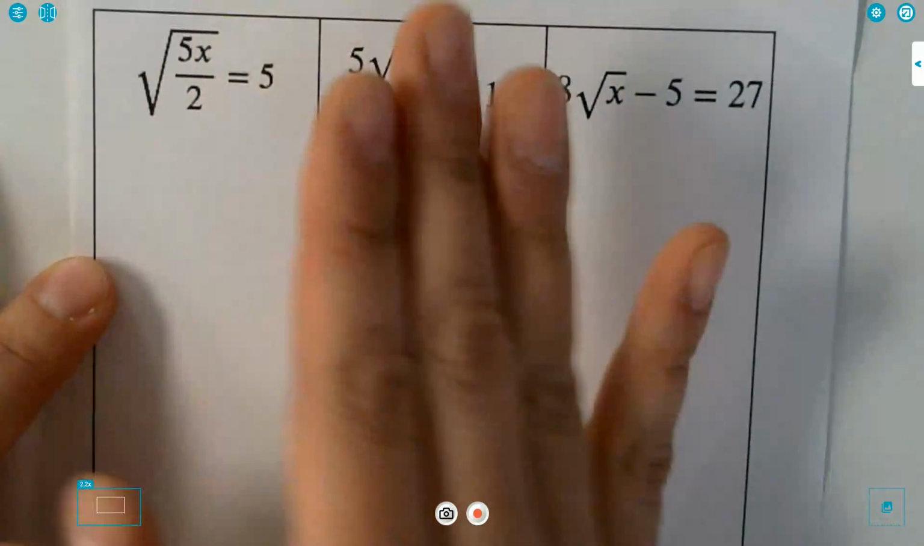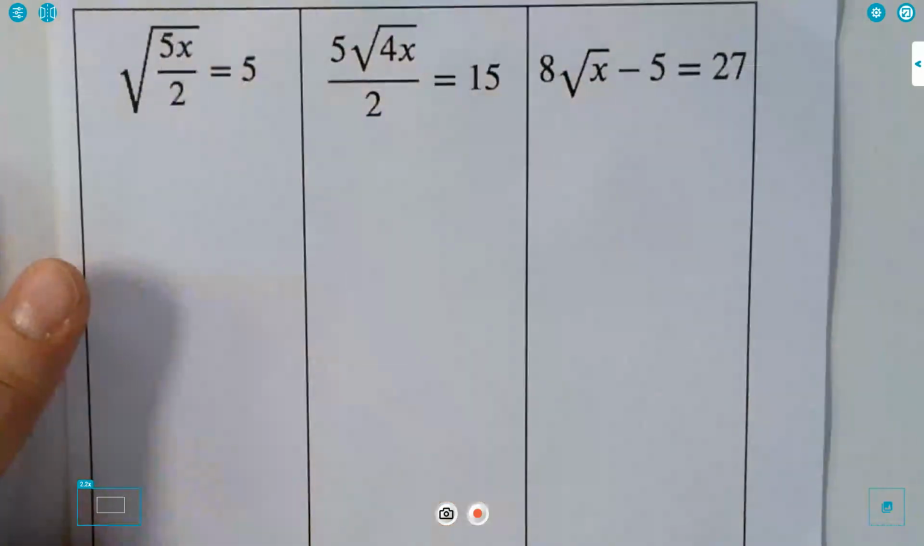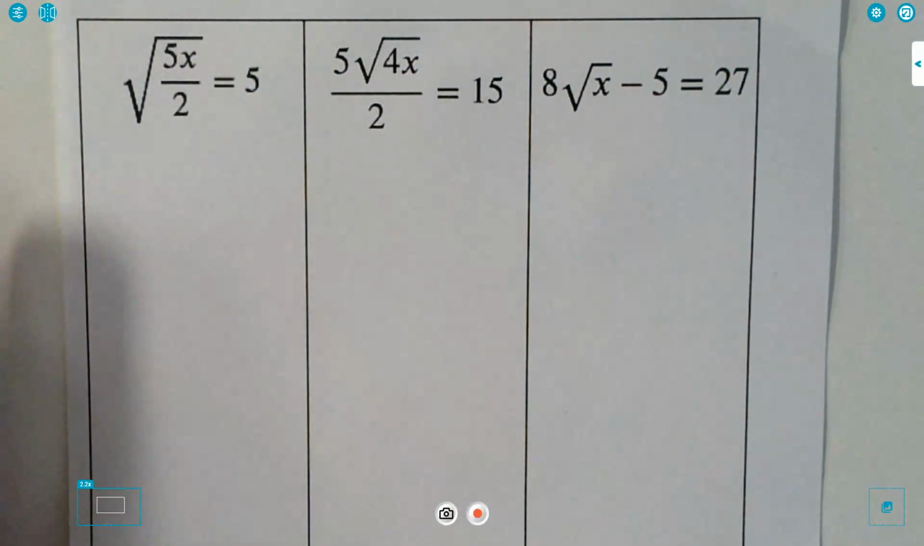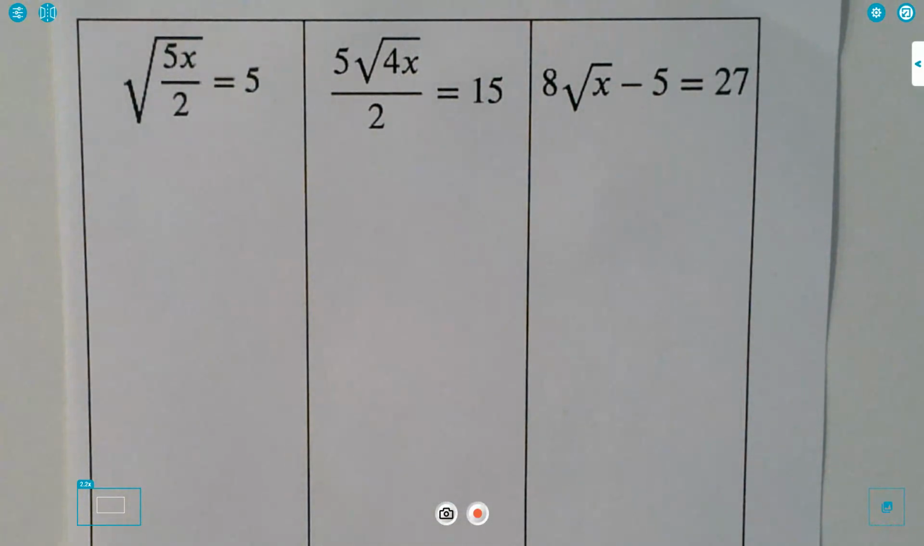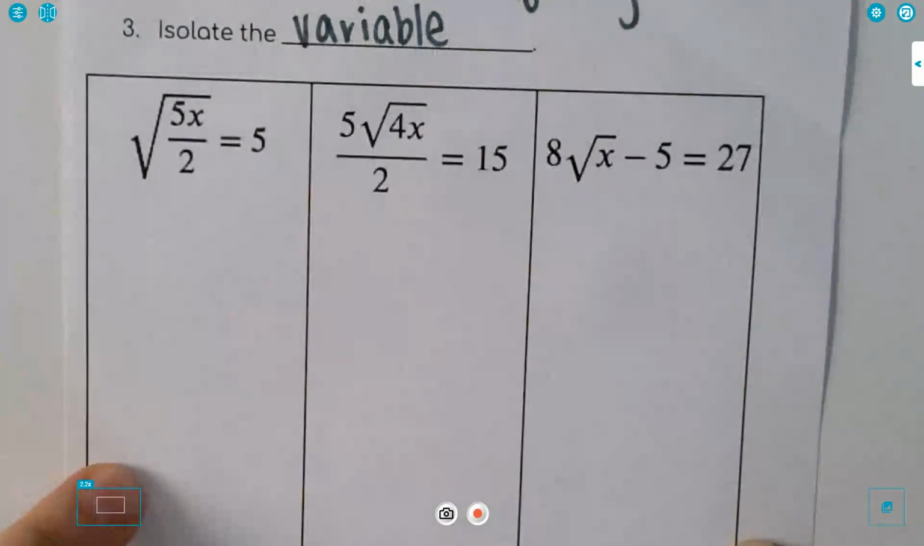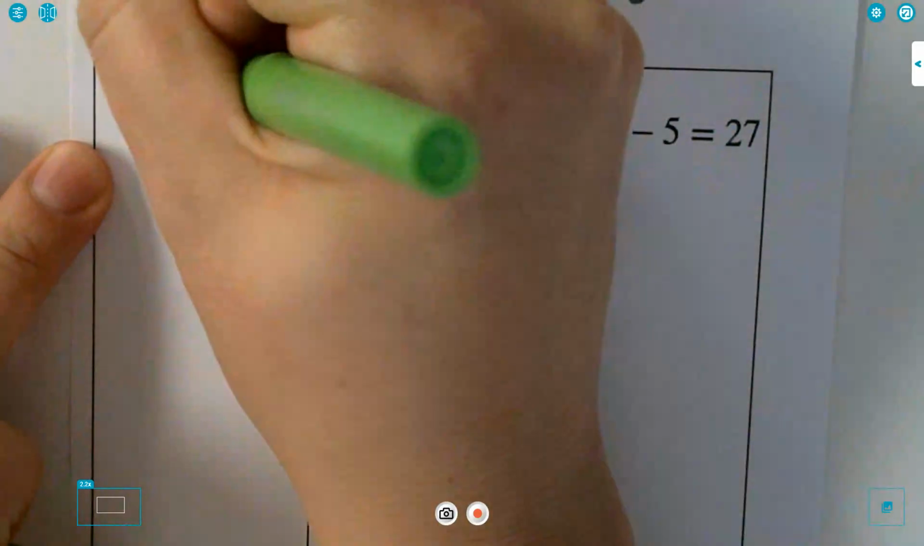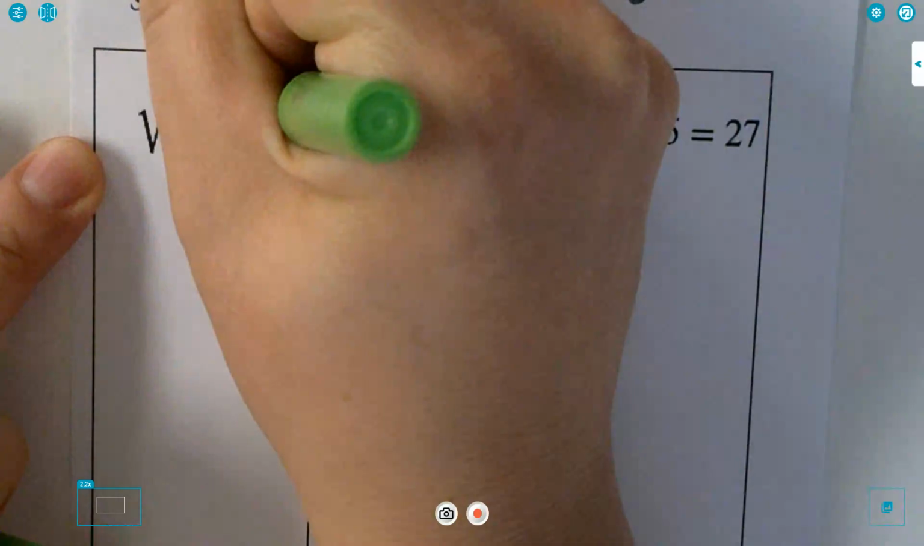Okay, so there is nothing outside of that square root that we need to get rid of now. So we do not need to do anything for step 1. We are ready for step 2, which is to get rid of that square root by squaring both sides. So I'm going to put a little squared here. I'm going to put a little squared here.